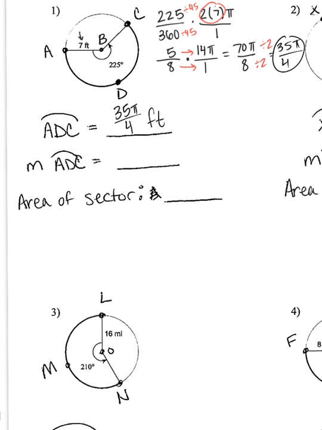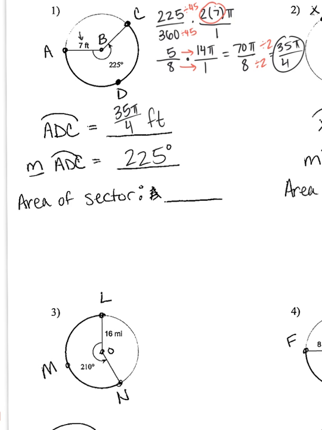All right, the next one, we are finding the measure of arc ADC. So ADC, the measure is just the central angle, so that would just be 225 degrees. Remember, when you see that M, it's the easy one. It's just the central angle in degrees.